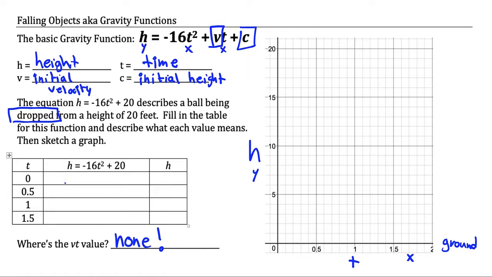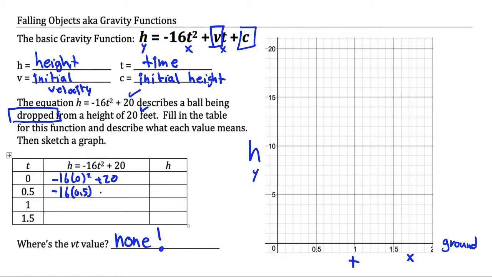Let's fill out a basic table and answer some questions about this equation. The equation h equals negative 16t squared plus 20 describes a ball being dropped from a height of 20 feet. There you go, there goes 20. There is no initial velocity because it's being dropped, not thrown. Fill in the table for this function and describe what each value means. Then sketch a graph. So basically we've got to plug in negative 16 times 0 squared plus 20. I like to do the whole column first just to get them all filled out.